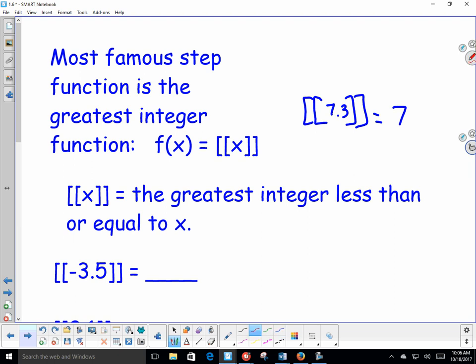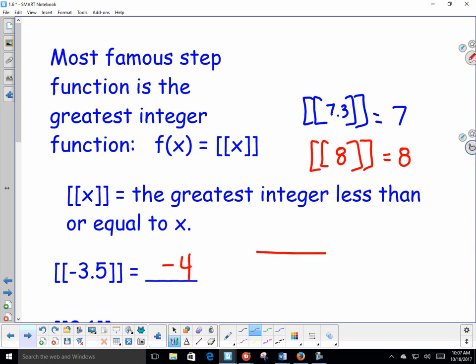What would be the greatest integer less than or equal to 8? 8. Right, because 8 is less than or equal to 8. You get the idea? What about this one? What's the greatest integer less than or equal to negative 3.5, Dylan? Negative 4. Dylan says negative 4, do you agree?